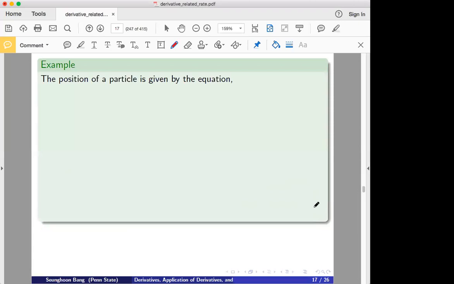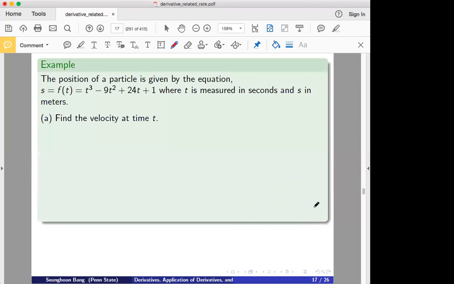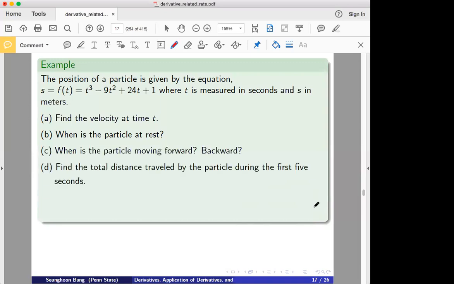Example: the position of a particle is given by the equation s equals f of t equals t cubed minus 9t squared plus 24t plus 1, where t is measured in seconds and s in meters. First problem, find the velocity at time t. When is the particle at rest? When is the particle moving forward? When is the particle moving backward? Find the total distance traveled by the particle during the first 5 seconds.